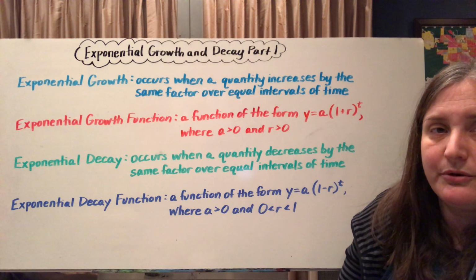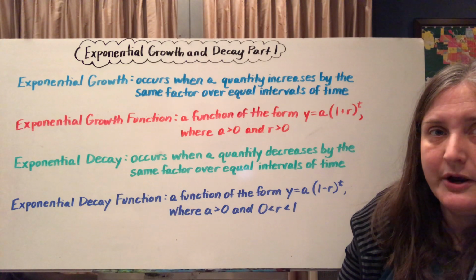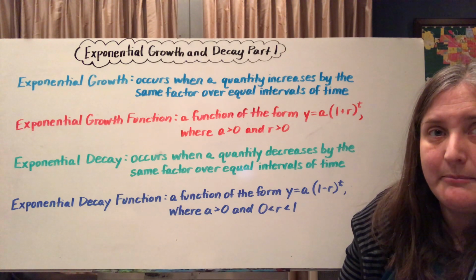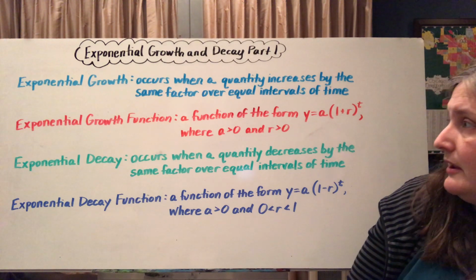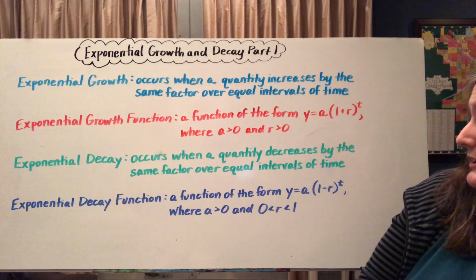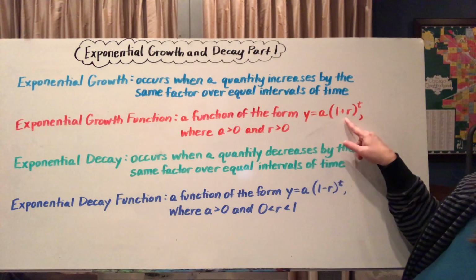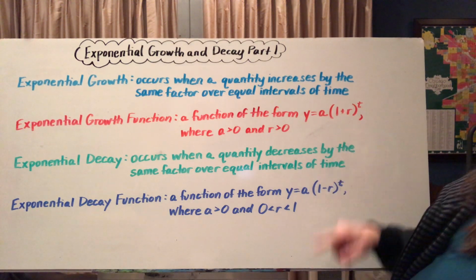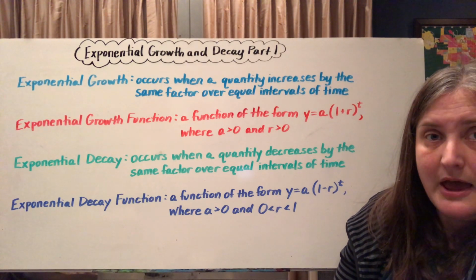This is exponential growth and decay, part 1. Exponential growth occurs when a quantity increases by the same factor over an equal interval of time. The exponential growth function is represented by y equals a times the quantity 1 plus r to the t power, where a is greater than 0 and r is greater than 0.